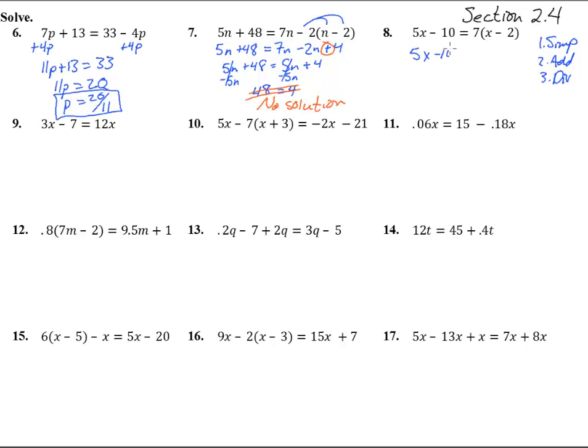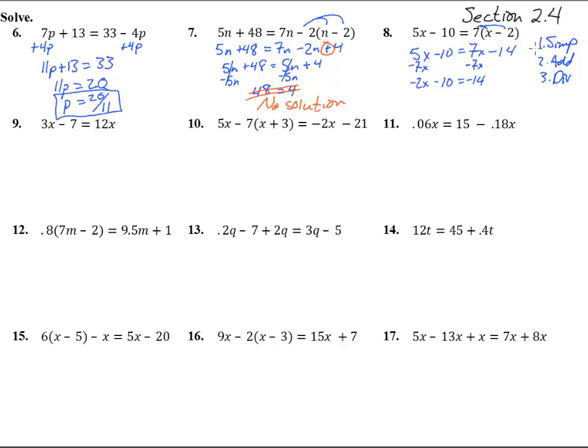5x minus 10, get rid of the parentheses there, equals 7x minus 14. Now, I'm going to subtract this 7x. You might choose to do it differently, which is fine, which would be subtract the 5x over there, but it doesn't matter. We now just have a negative. That's okay. We can deal with it. Negative 2x minus 10 equals a negative 14.